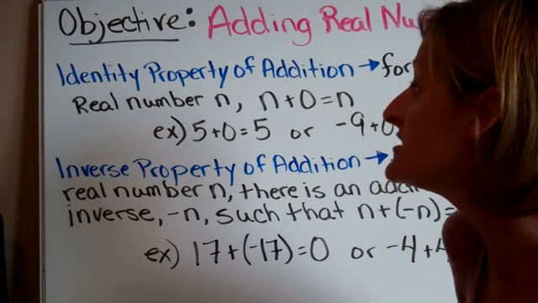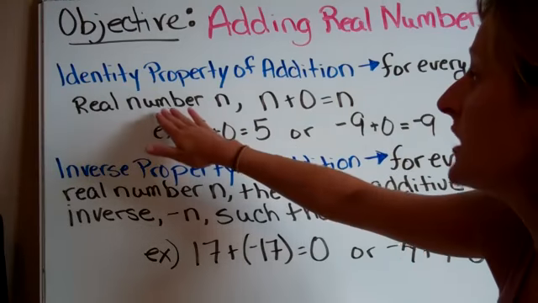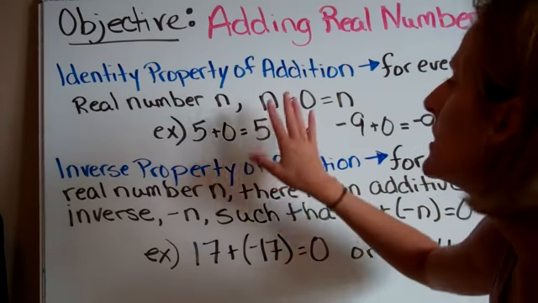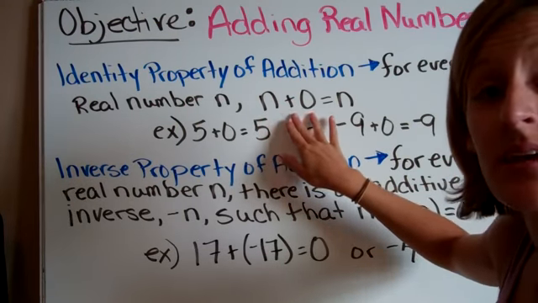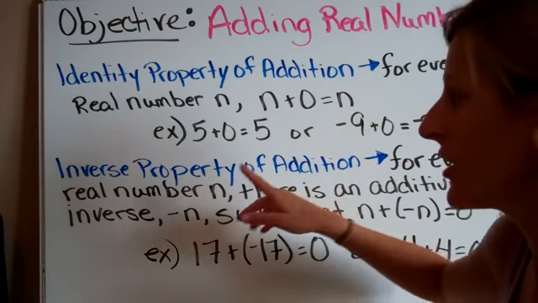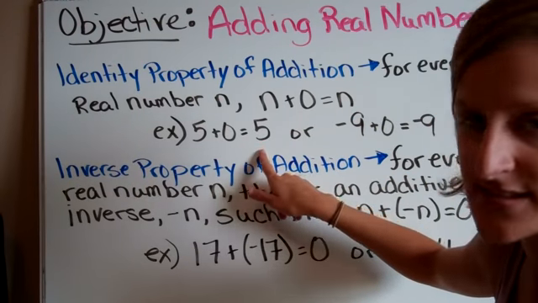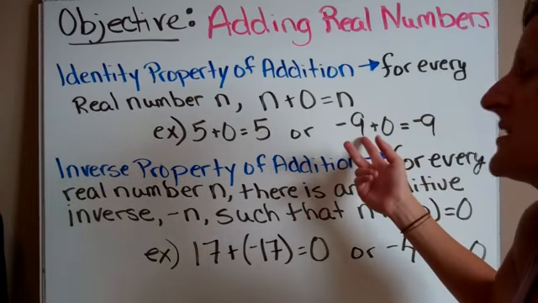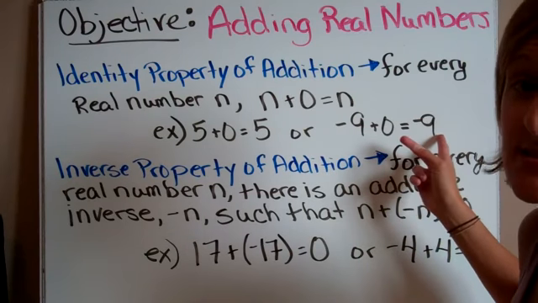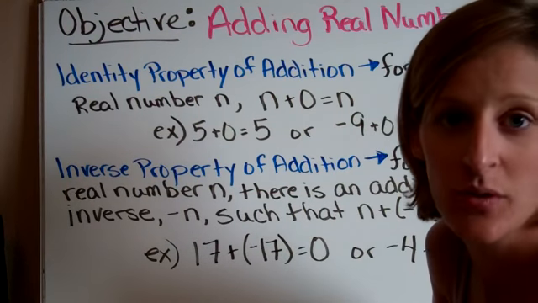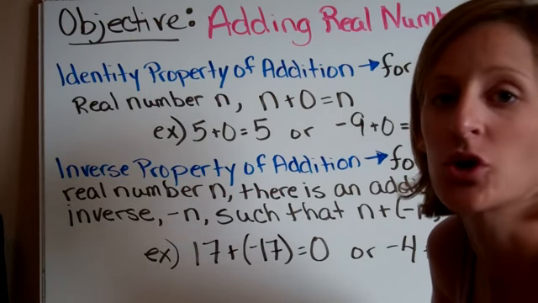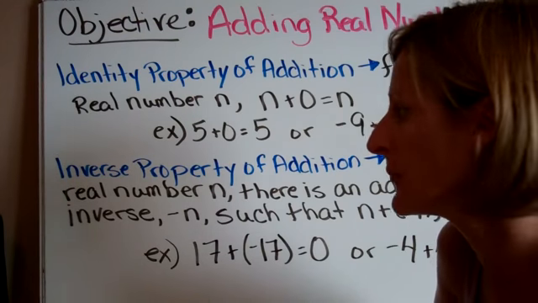addition. This is basically for every real number, and we're going to say it's n, we can add 0 to n and it's still going to be n. So I can do 5 plus 0 and that's still 5. Or I could say negative 9 plus 0 and it's still negative 9. It doesn't do anything to the problem or change that original real number.